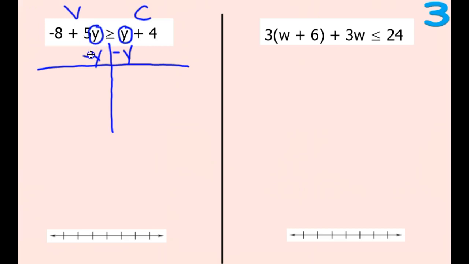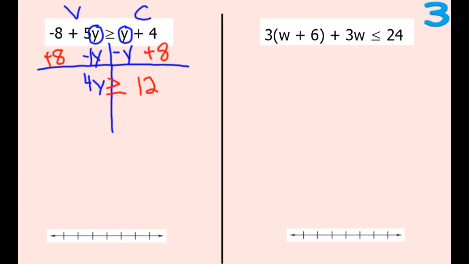5y minus y. If we just have a y without a number in front of it, we can put a 1 there. So 5y minus 1y is 4y. Now we need to move our constants over to our constant side. So the opposite of negative is plus 8 and plus 8 on this side. Our sign stays the same. 4 plus 8 is 12.